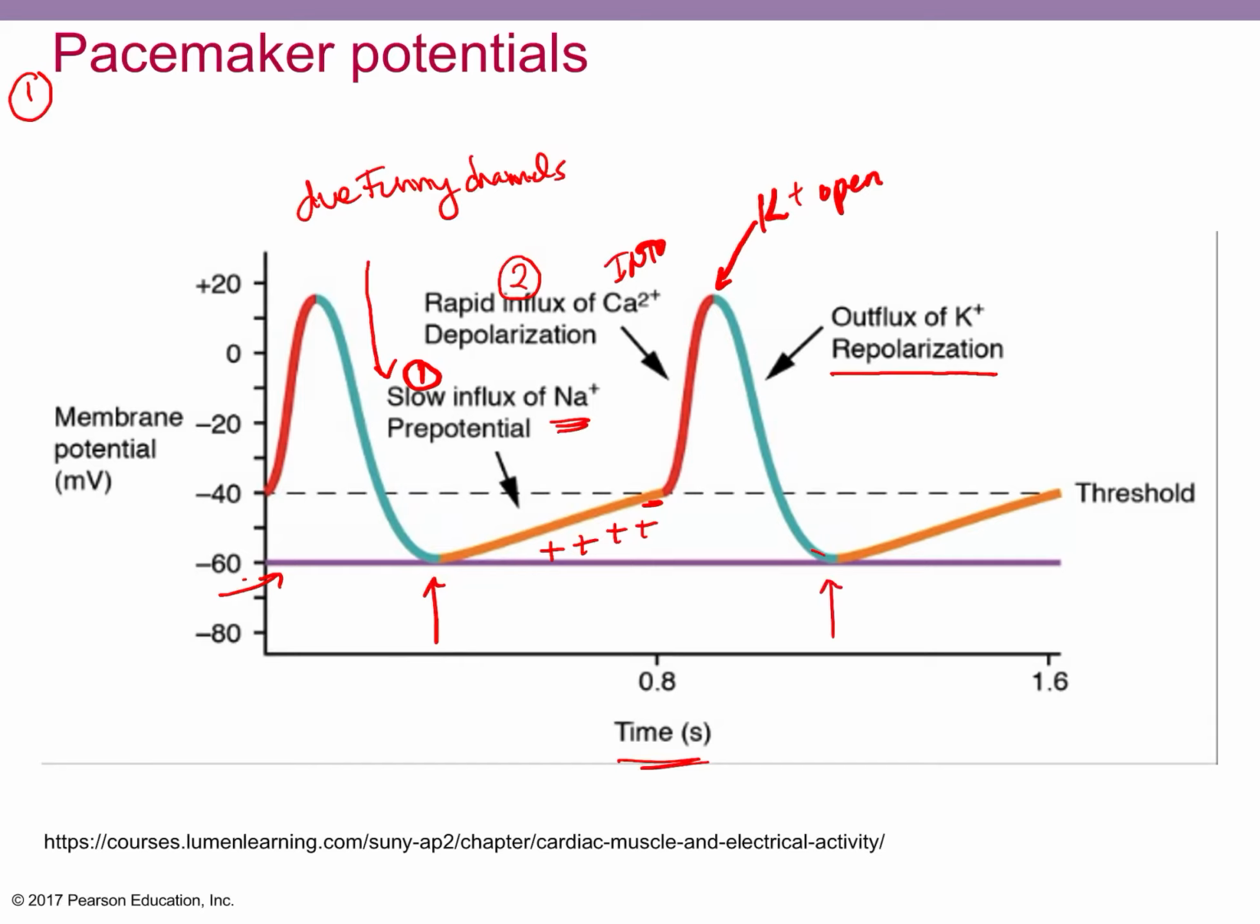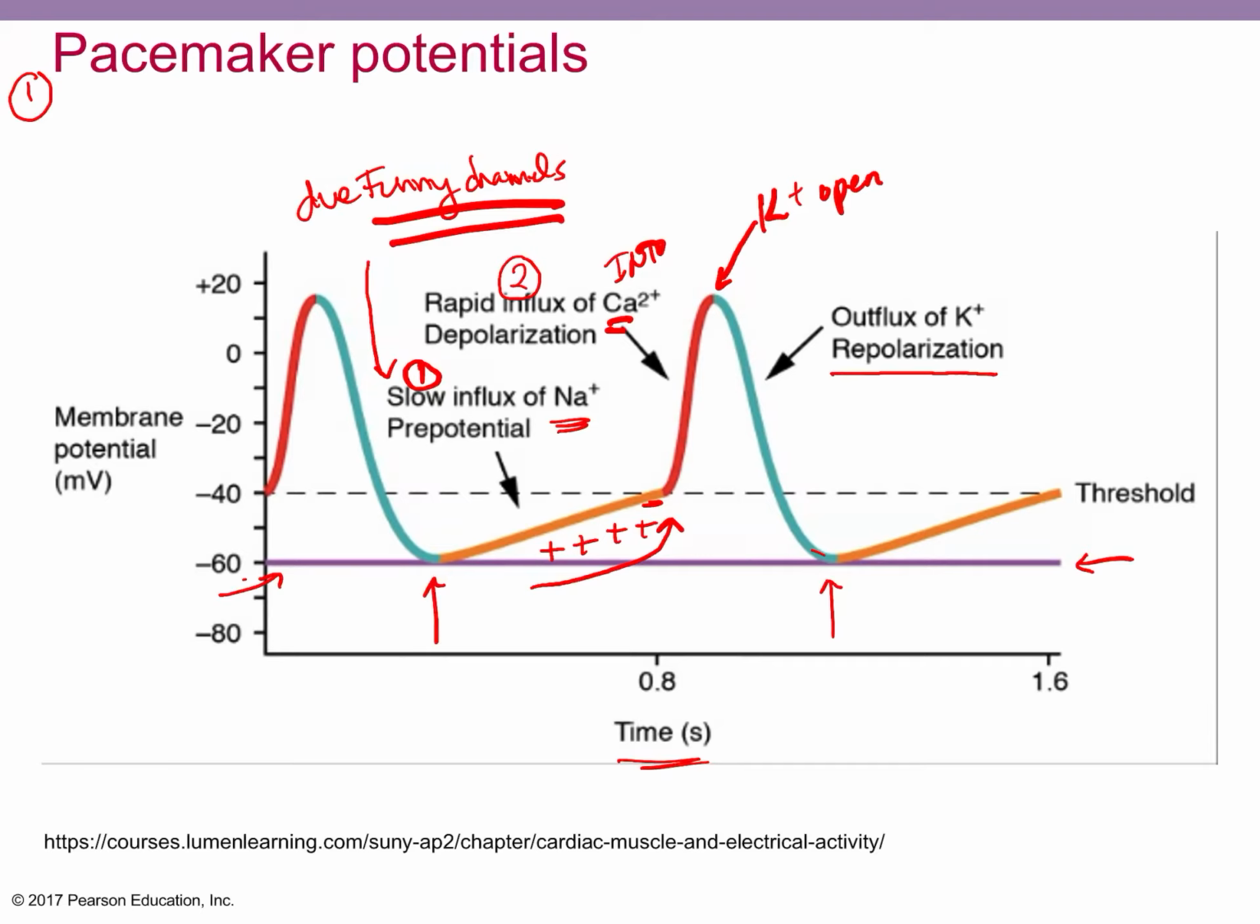So the reason why pacemaker potentials can create their own action potentials is because they have an unstable resting potential, due to the fact that they have these funny channels that allow a slow leak of sodium into those cardiac muscle cells. So that slow influx of sodium creeps up until we open up those calcium channels. And then calcium channels is what really drives the depolarization. Okay, so that's how pacemaker potentials work.